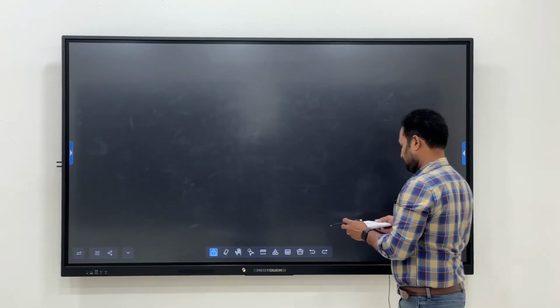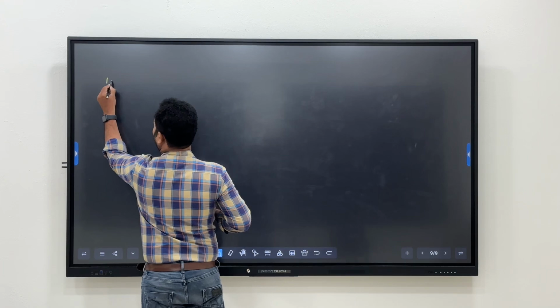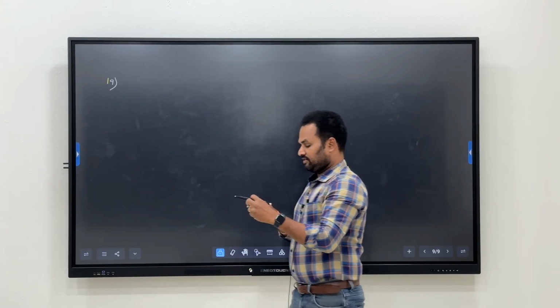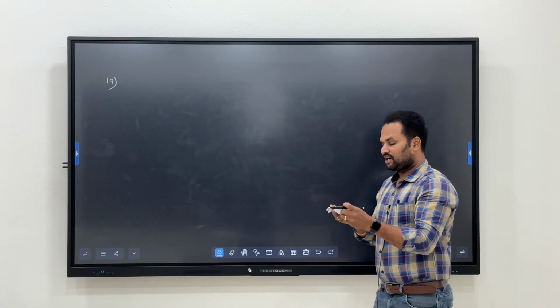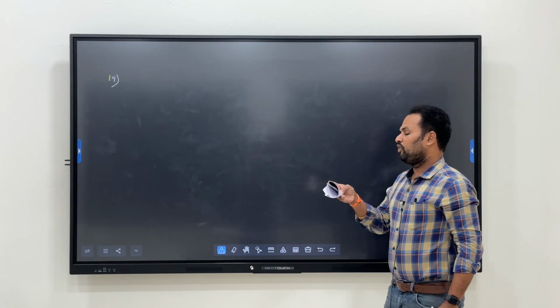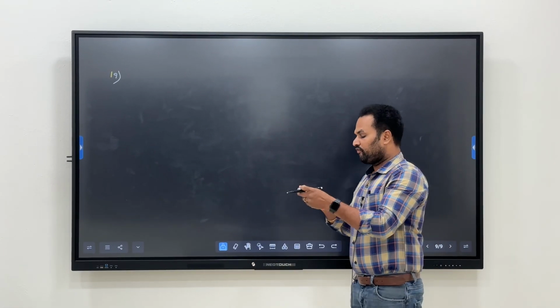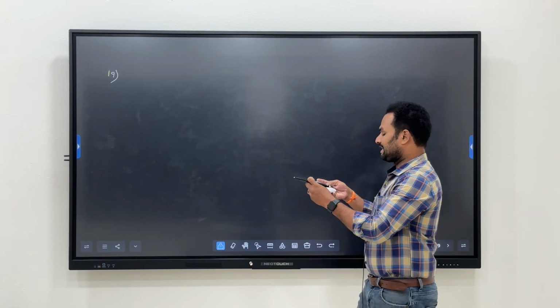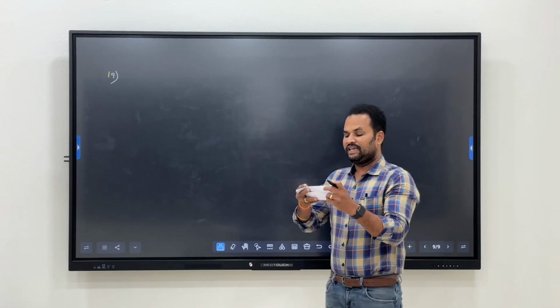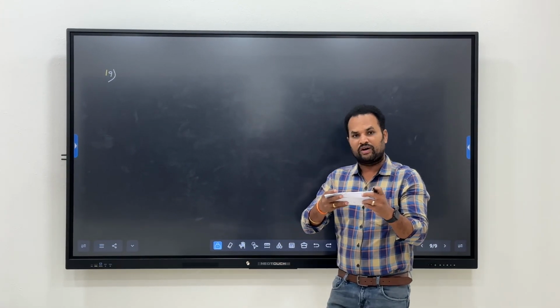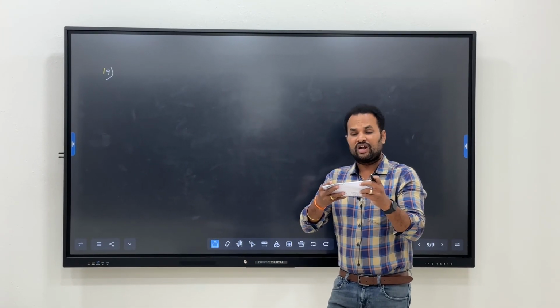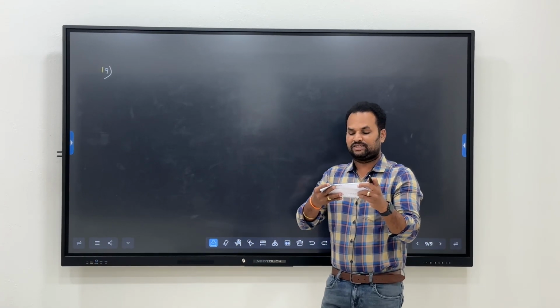Next, a child is standing at the center of the platform with folded hands. The platform is rotating about a vertical axis through its center.